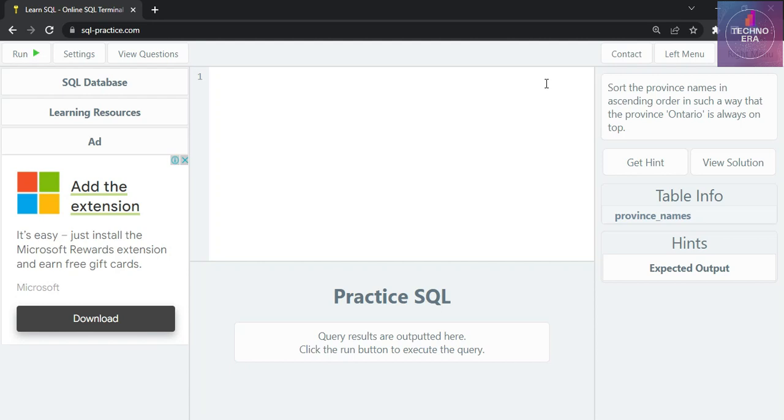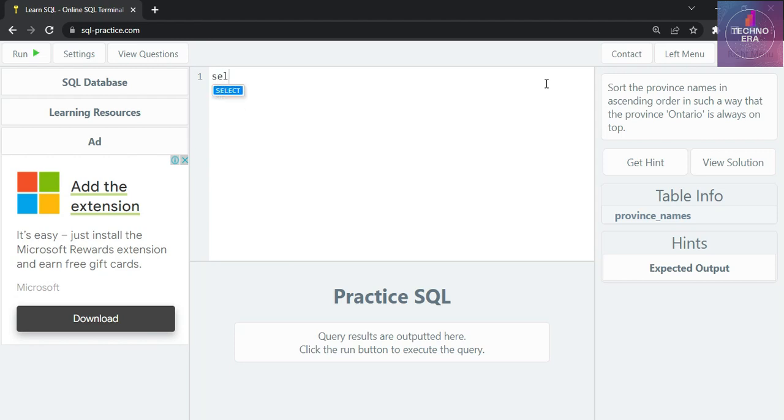The next problem of SQL is: sort the province names in ascending order in such a way that the province Ontario is always on the top. So we have to sort the data in such a manner that the Ontario province will always be at the top and the remaining provinces will be sorted in ascending order.